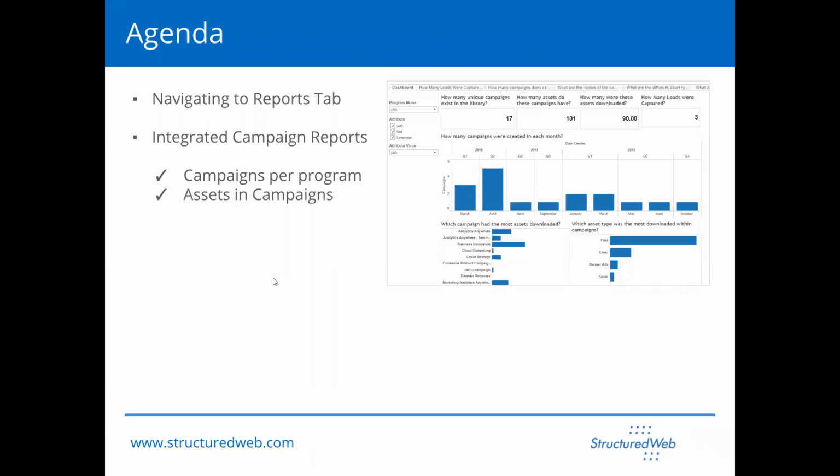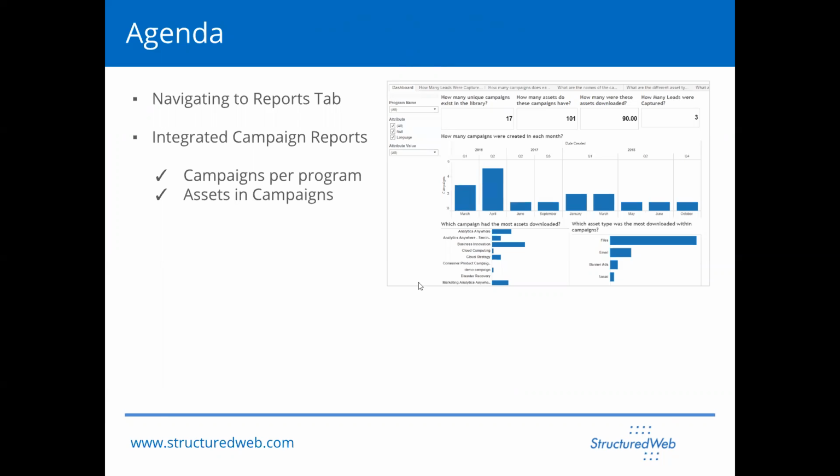So of course, we'll be taking a look at some of the basic navigation to the reports, and then going into the report and the various information available for you within the report related to the campaigns, such as the campaigns available in each program and the assets that are available in those campaigns.